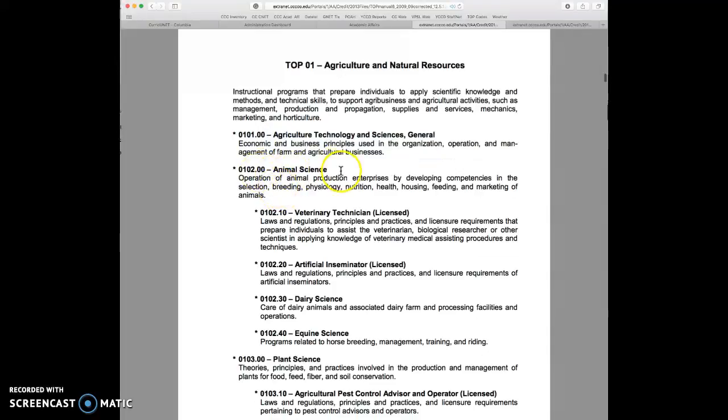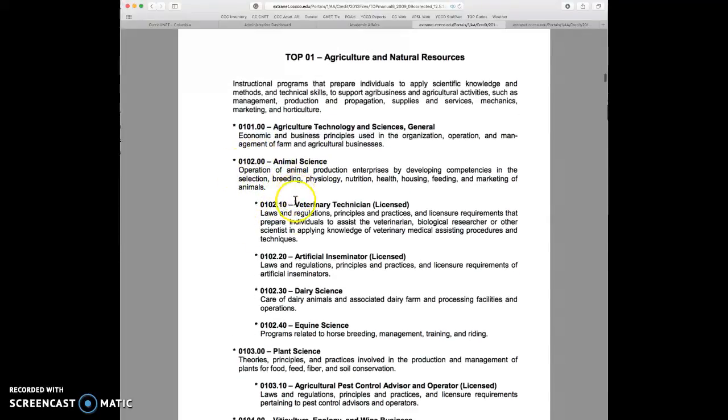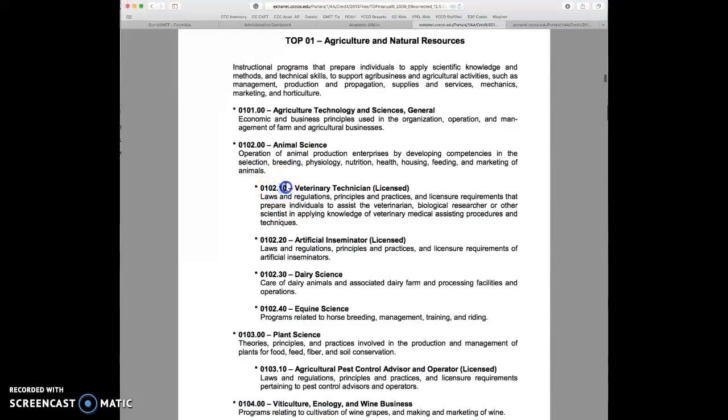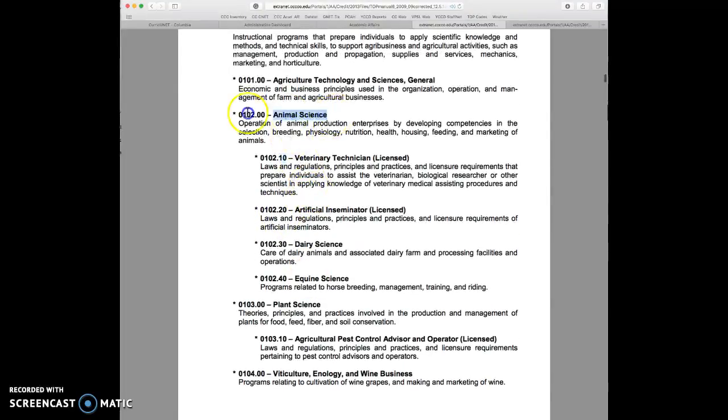And then animal science, you've got 01, 02. See how the numbers are changing? And then when you drill into a subdomain, you get this 2-digit suffix after the period, and that gives you a subdomain of the umbrella domain of animal science.